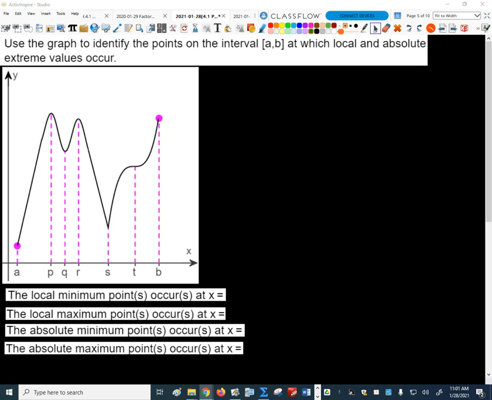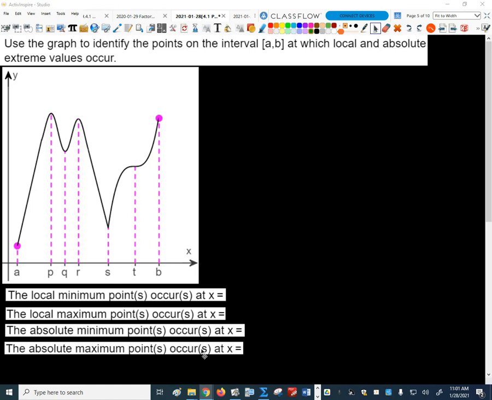Looking for an absolute minimum. Anybody, just type it in chat. There you go, S. I don't agree with that. I think there's a lower point. A, there we go. A, good. The endpoint is lower than the relative minimum at S.